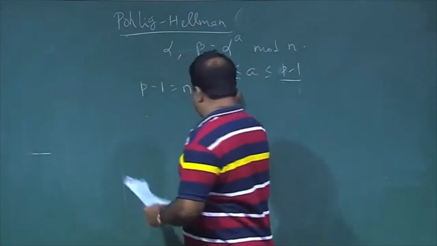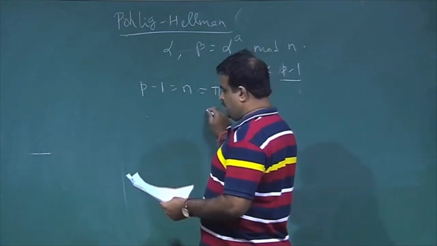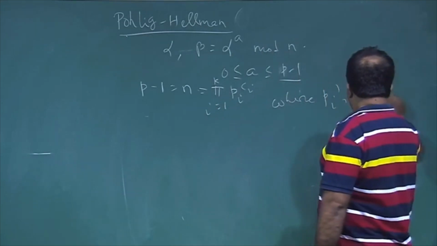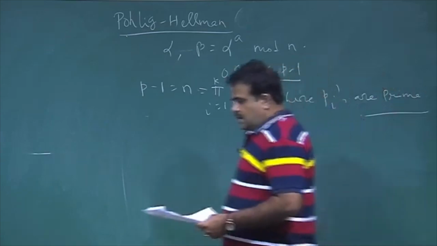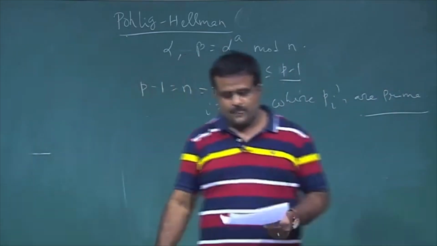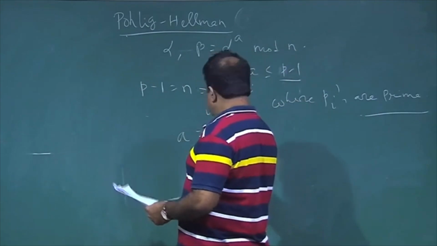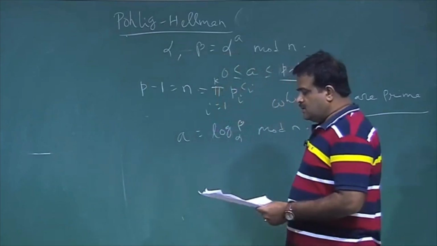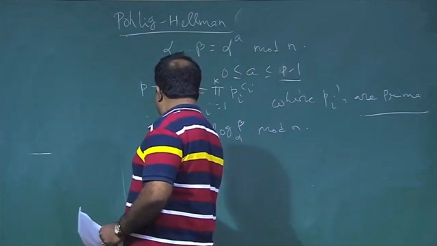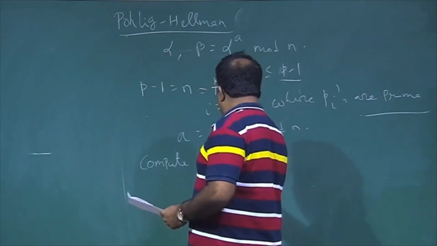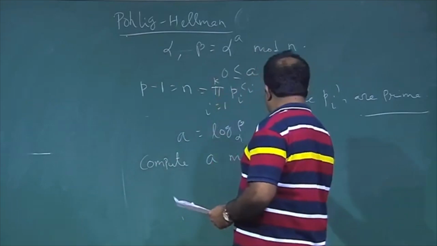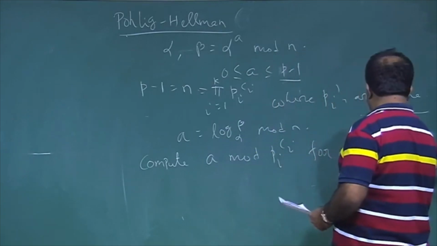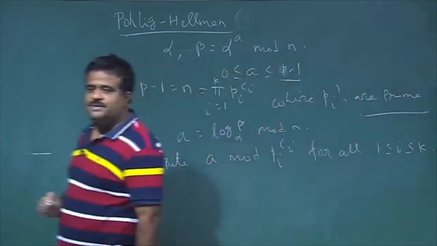So we must be able to write this as a product of primes, p_i to the power c_i, where i is 1 to k, and here p_i is a prime number. Now our objective is to find a, which is basically the log of beta base alpha mod n. If we can compute a mod p_i to the power c_i for all i, then one can apply the Chinese remainder theorem.